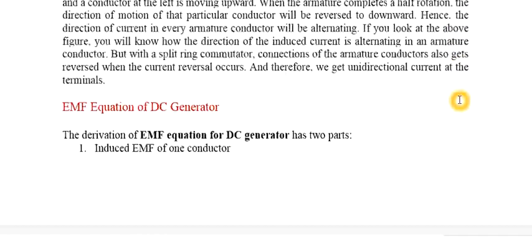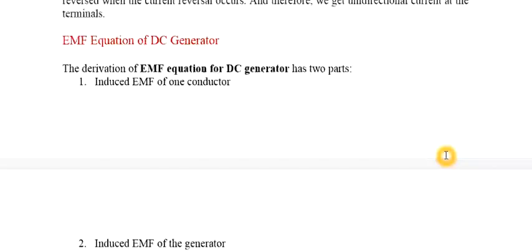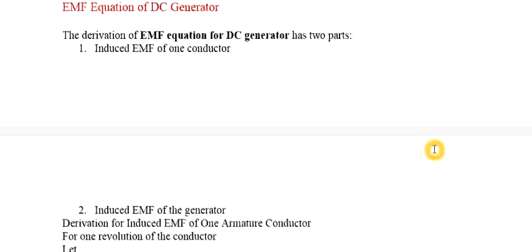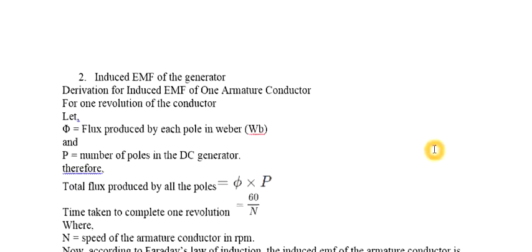So now we have the EMF equation of DC generator, because in case of a DC generator, the main output is the generation of voltage. In a generator, the electrical output is the electromotive force, that is voltage. So generation of voltage is nothing but generation of electrical output. So we need to look at the derivation of this, and in order to do this we need to perform two actions. First one is to determine the induced EMF of one conductor, then the induced EMF of the overall generator. So we will see how it is done.